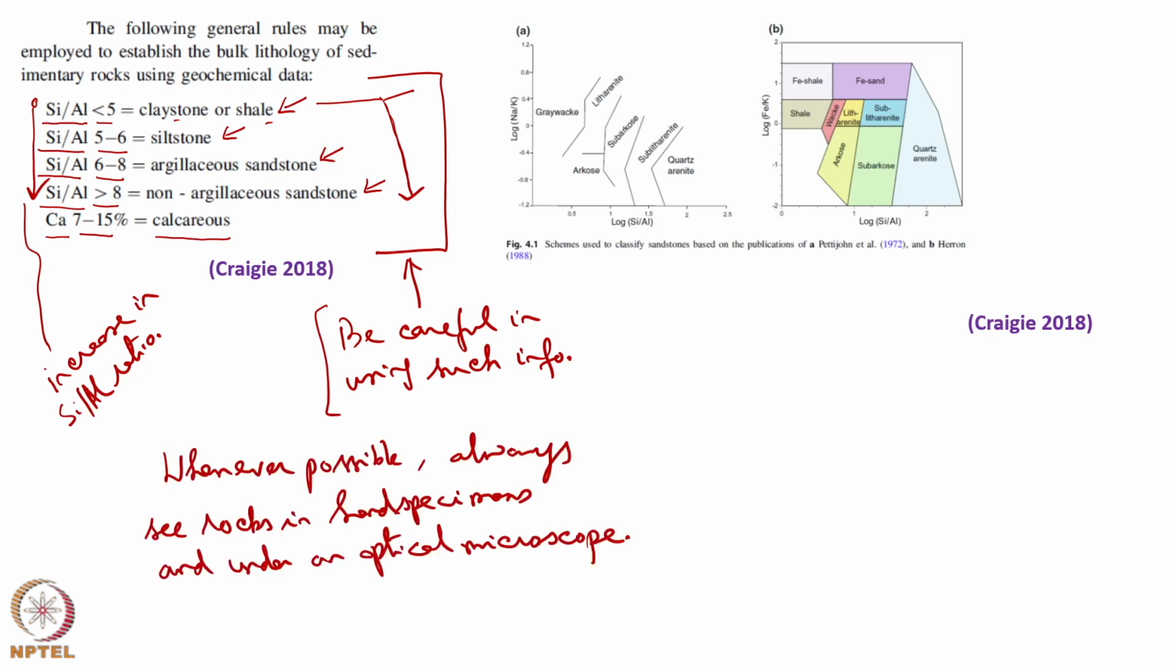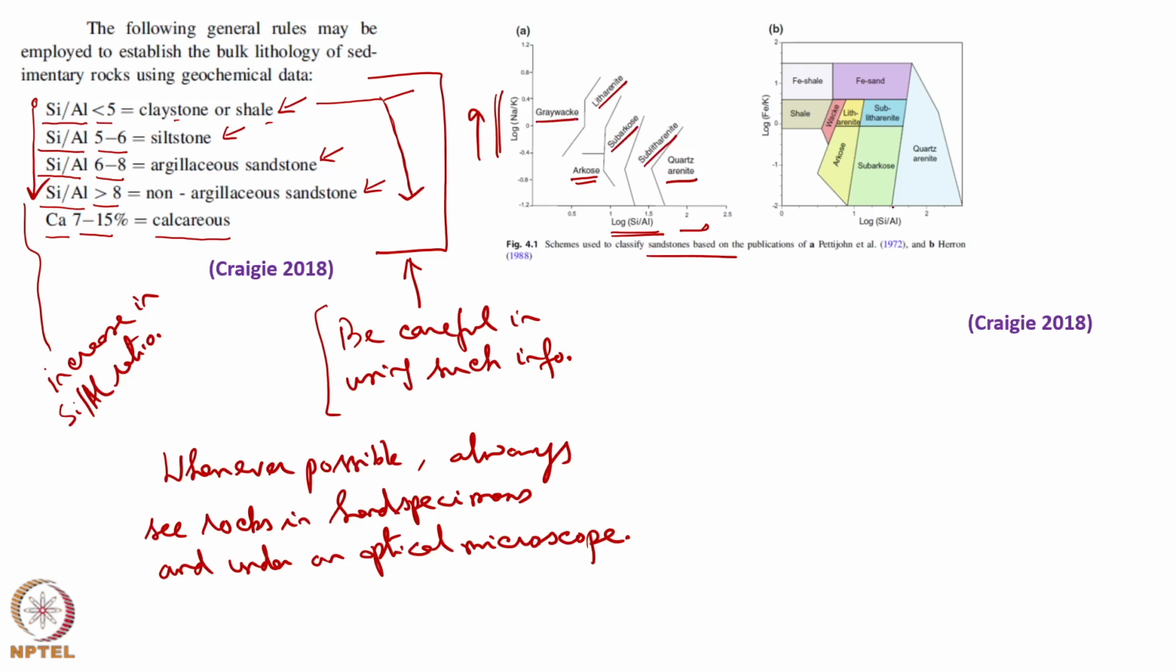The elemental ratio can also distinguish various kinds of sandstone. For example, if we plot log Si/Al along the x axis and log Na/K along the y axis, then arkose, which is a feldspar-rich sandstone, litharenite, and then subarkose, sublitharenite, and then quartz arenite and greywacke can be discriminated.